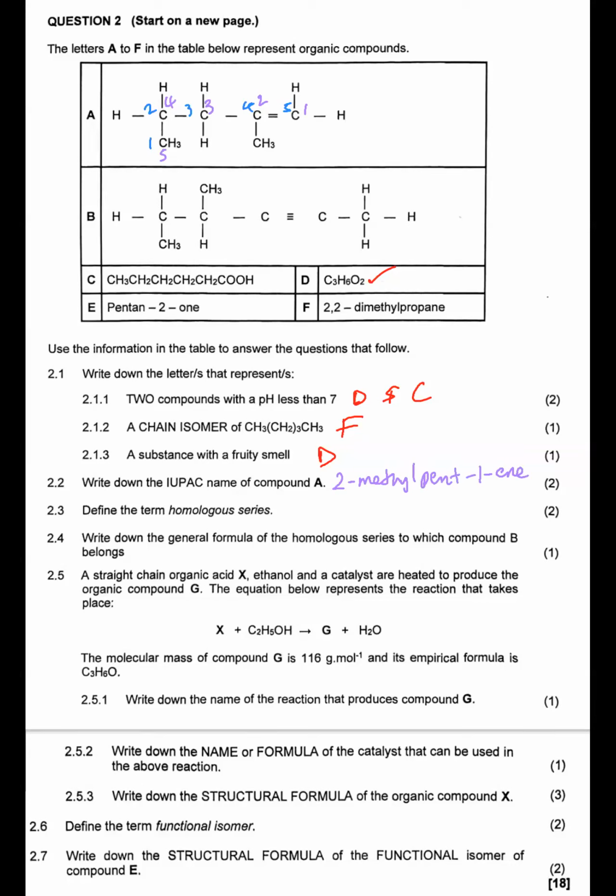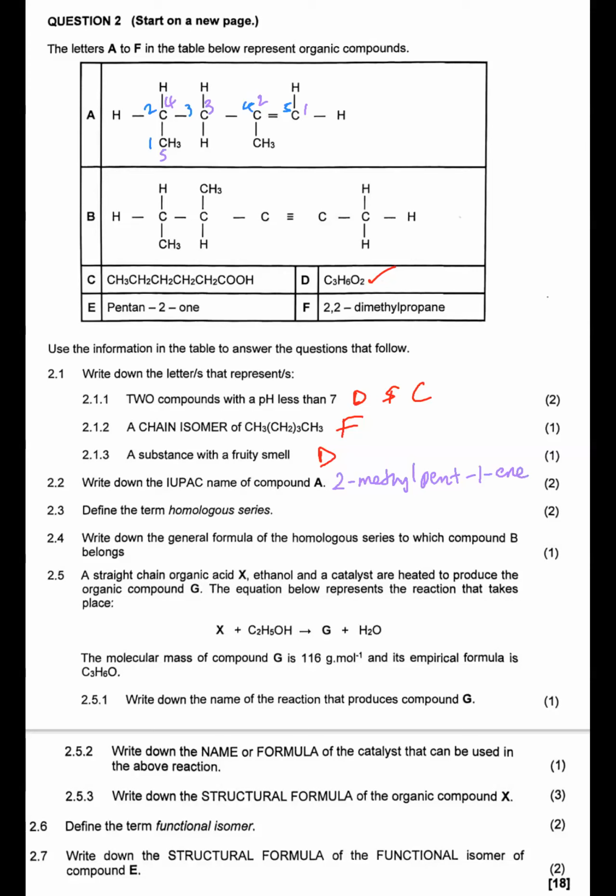So define homologous series. What is a homologous series? A series of organic compounds that can be described by the same what? General formula. A group of organic compounds whose members differ from the next by a CH2 group, right? Okay.